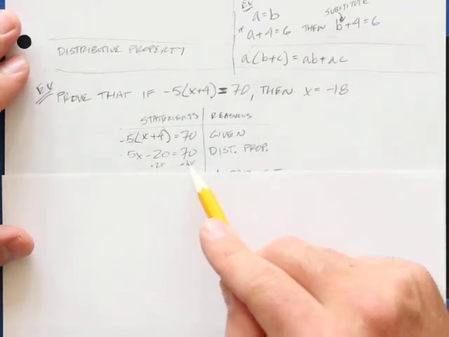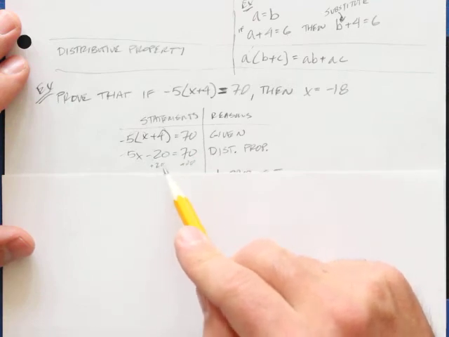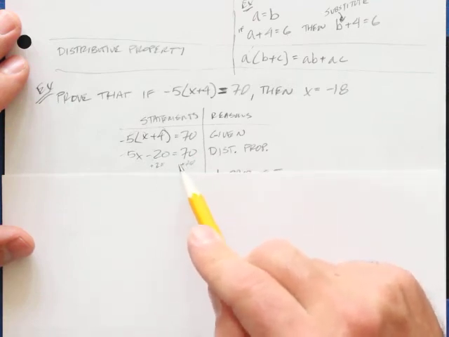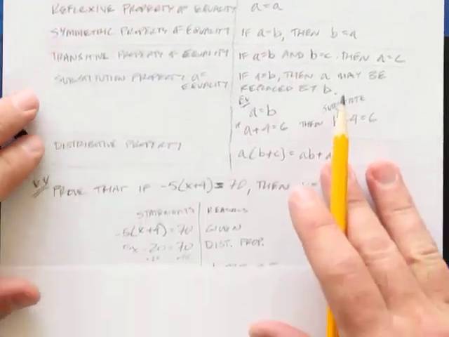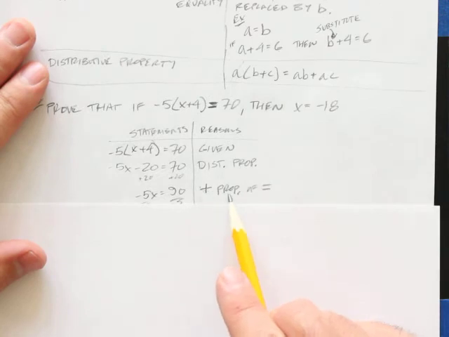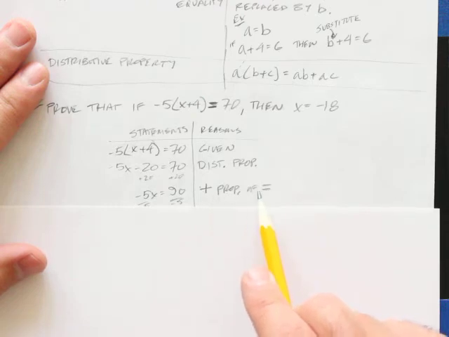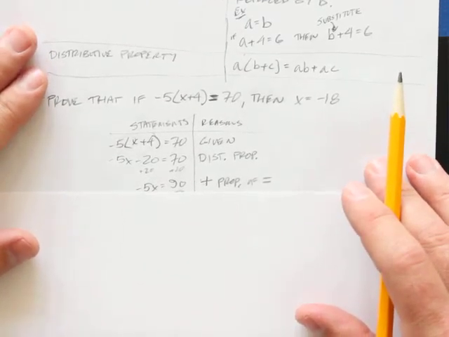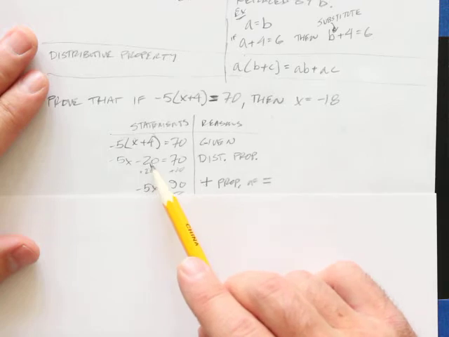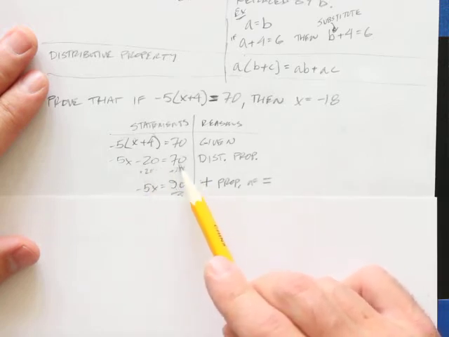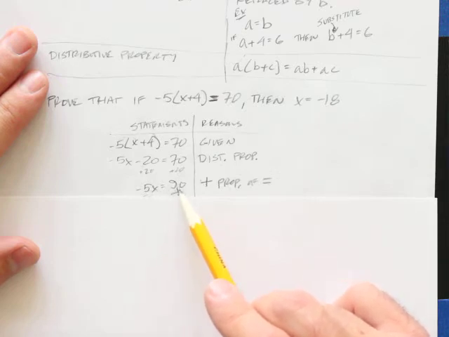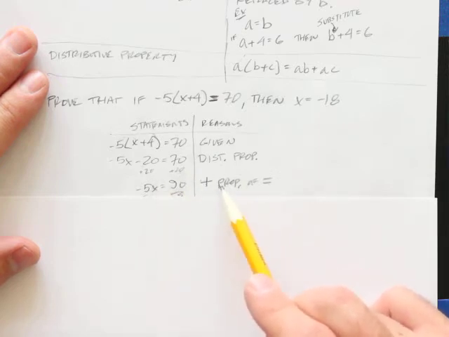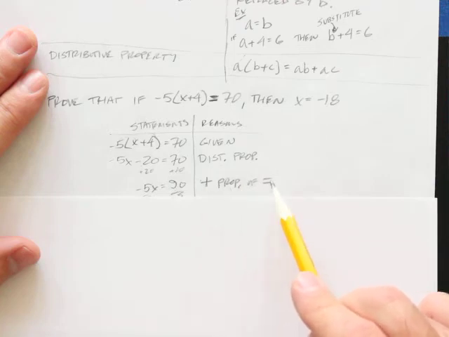Okay, now I'm going to add 20 to each side. What I do to one side, I do to the other. And if I add something to each side, I'm using the addition property of equality. So, addition property of equality. I added 20 to both sides, so the 20 goes away, and then I've got 70 plus 20 is 90. -5x equals 90. And the step that I took to get there was the addition property of equality.